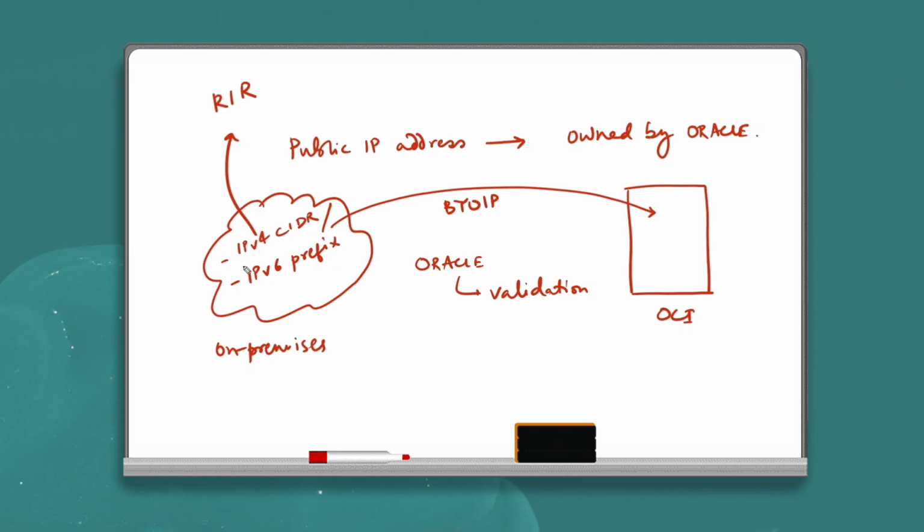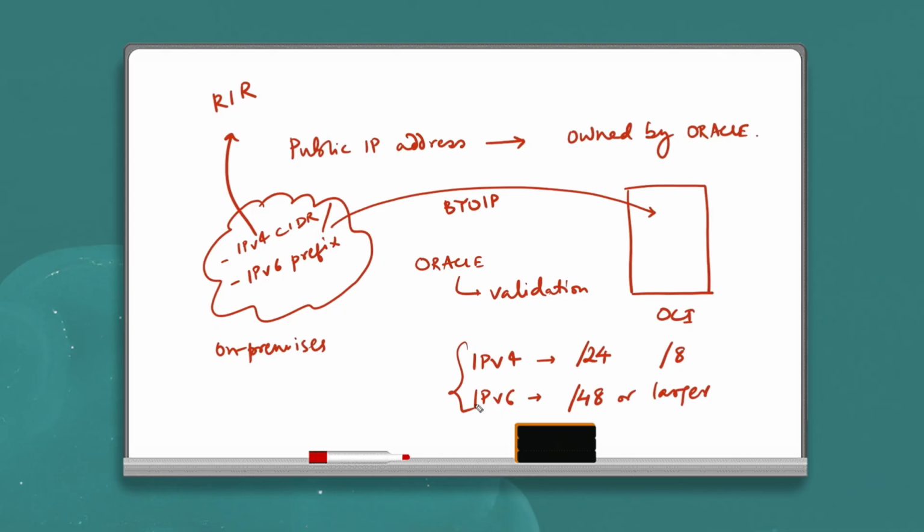Now there are some limitations, of course. For example, when it comes to IPv4 CIDR block, the minimum is /24 and the maximum is /8. When it comes to IPv6, the imported IPv6 prefix must be /48 or larger.